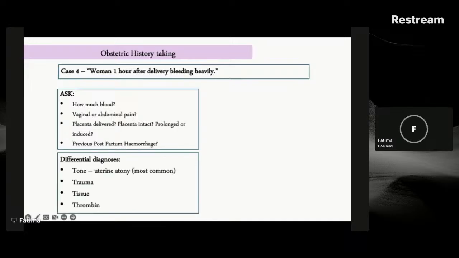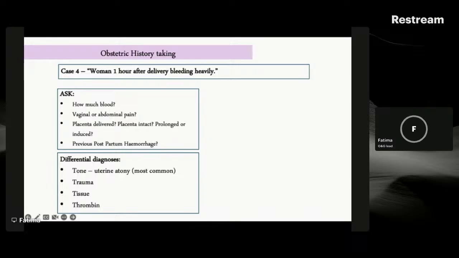Differentials that we're thinking about, key ones, you follow the 4 T's. So tone, which is uterine atony, that's the most common. Trauma, so that's why we're asking about, did any trauma happen to the area? What is the mode of delivery? Because, for example, instrumental deliveries are more likely to cause trauma. If it's a C-section, then she's unlikely to have any trauma from down below.